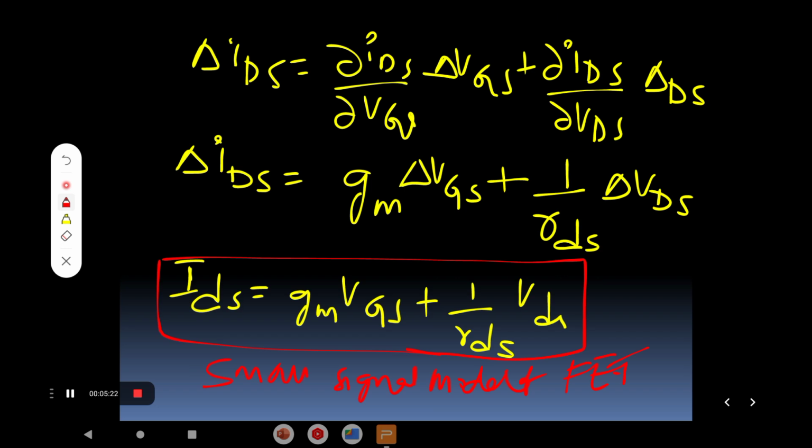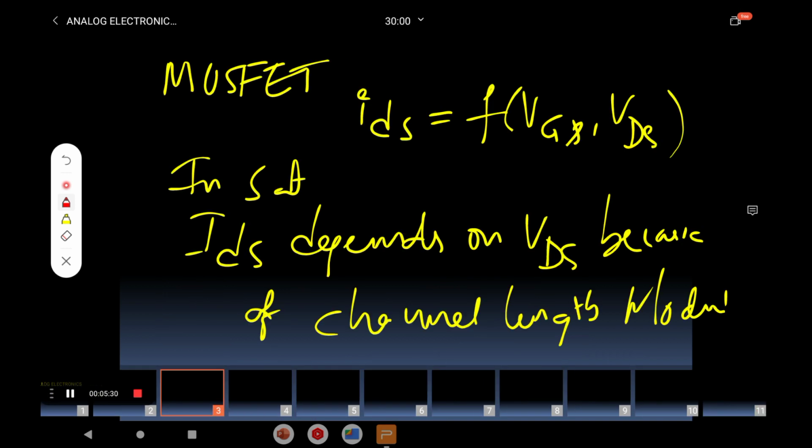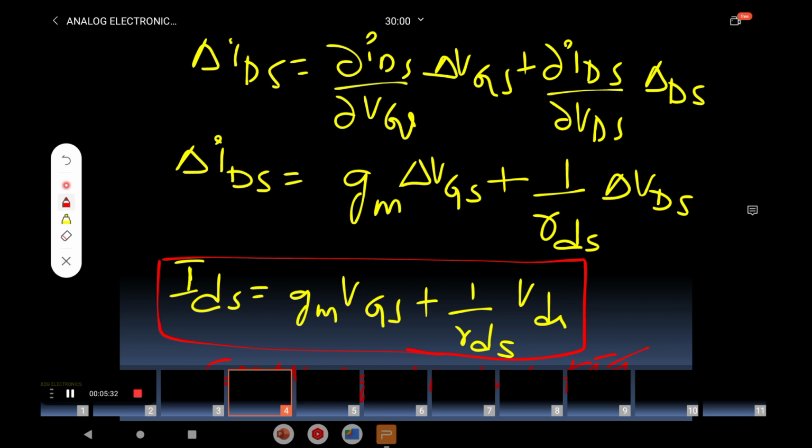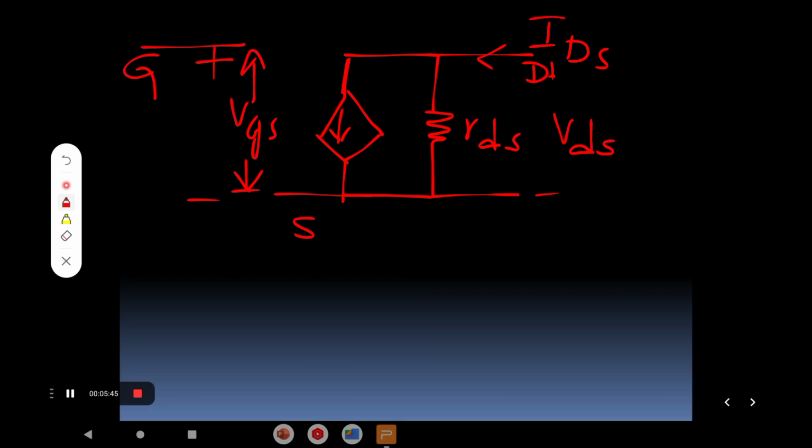So as per this circuit, the IDS is equal to GM into VGS plus 1 by RDS into VDS. Therefore, this is a small signal model. So this terminal is generally called the gate terminal, source, and this terminal is the drain terminal. So this is a small signal model of a MOSFET. Okay. I hope it is clear, guys.